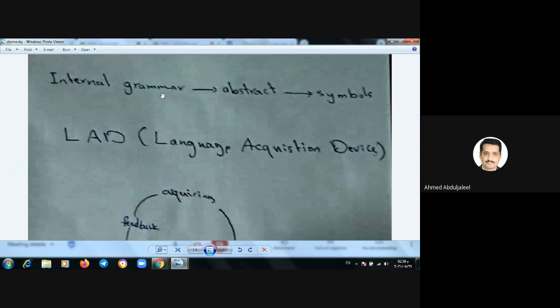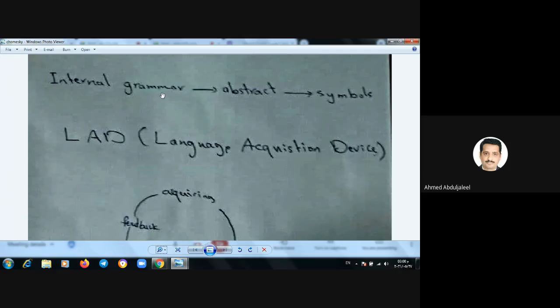Now, since we said that this system is abstract, what does it mean? We are not talking about a specific language. This system can work in any language. Suppose that your native language is Arabic. This system will be activated once you are exposed to language. If your native language is English, again, it is going to work automatically because the system is found.